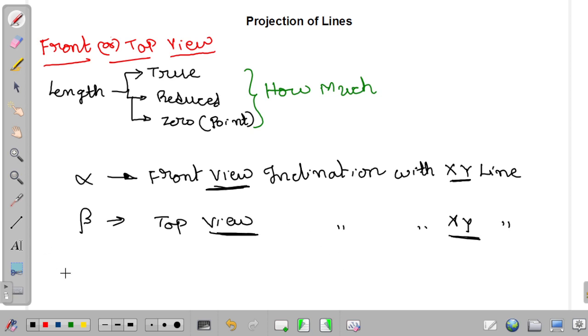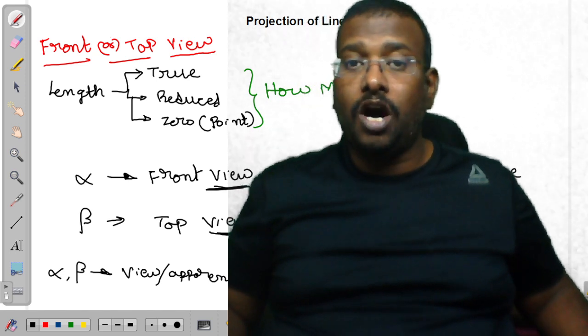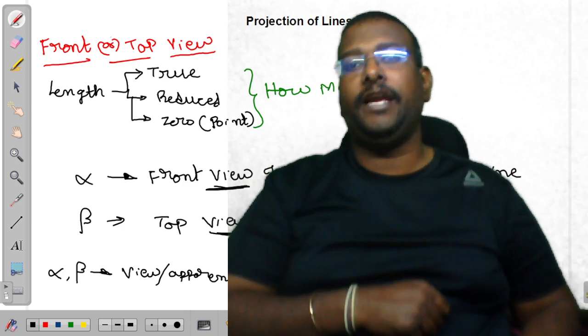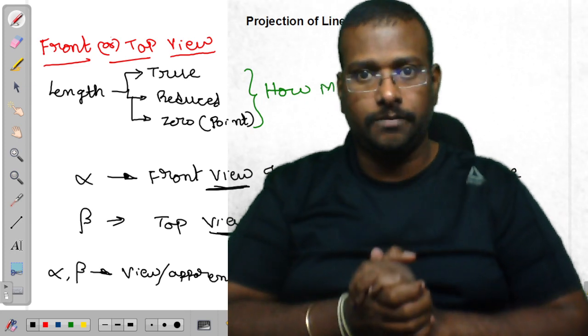So here alpha and beta are called view or apparent angles. These points you have to remember, my dear friends. View angle or apparent angle. Alpha is the front view angle. Beta is the top view angle. This you have to remember.